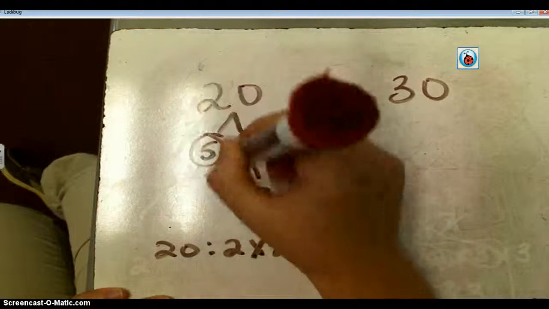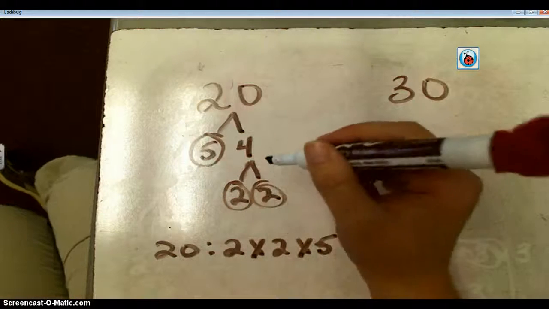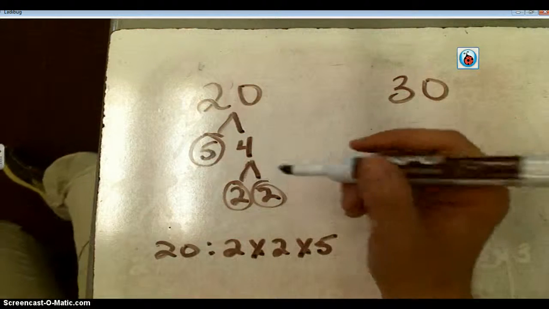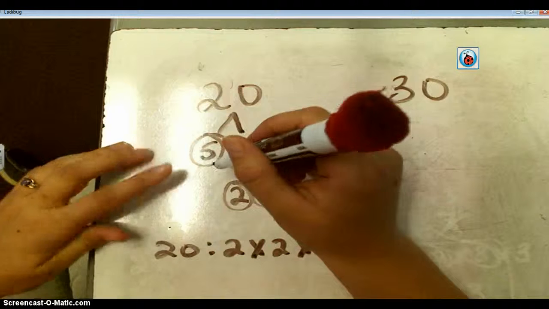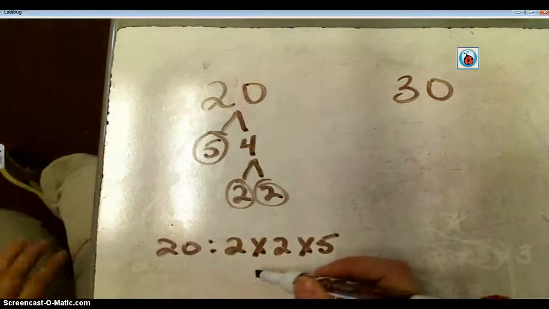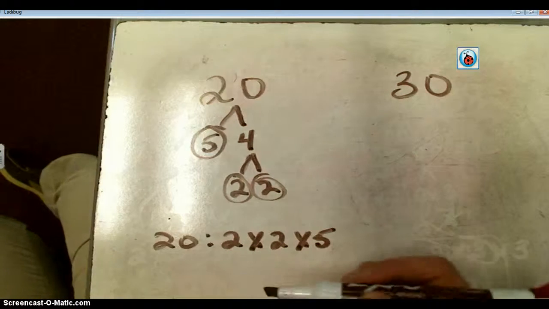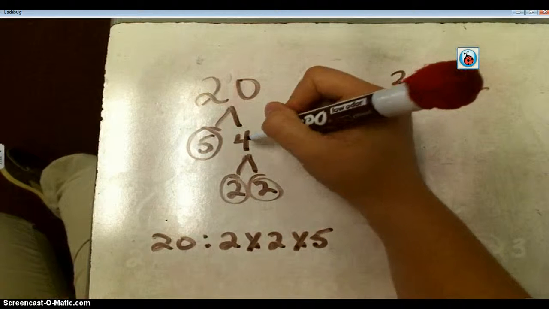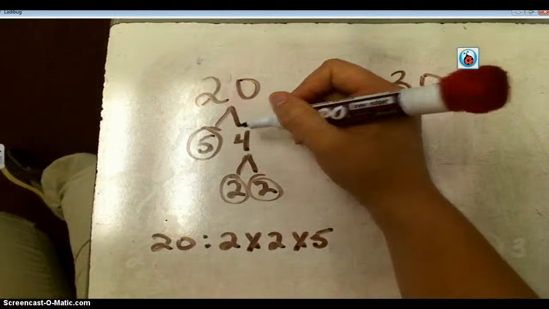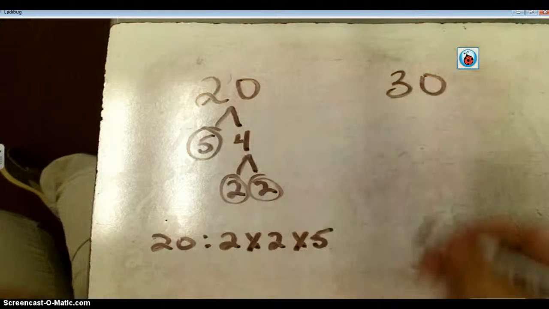I like to circle them when they're prime. You don't have to. I just like to do it because I feel organized. When it's a prime number, I circle it so I know it has to come down here. That's going to help you out. If not, don't do it. I didn't circle 4 because 4 isn't prime. We already went over that. We broke that down into 2 more factors.